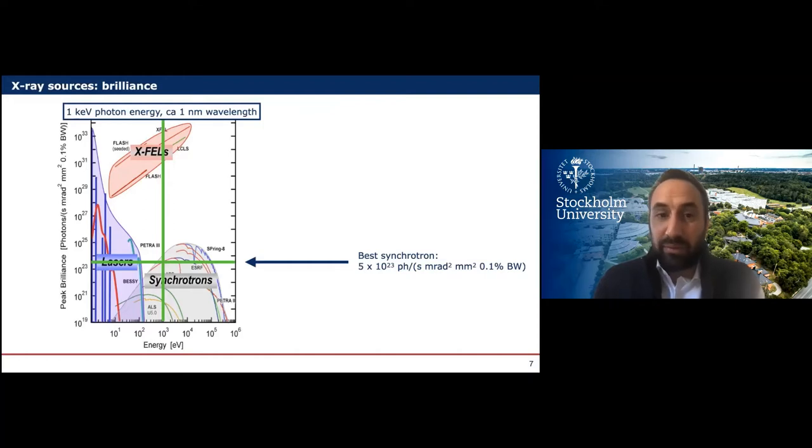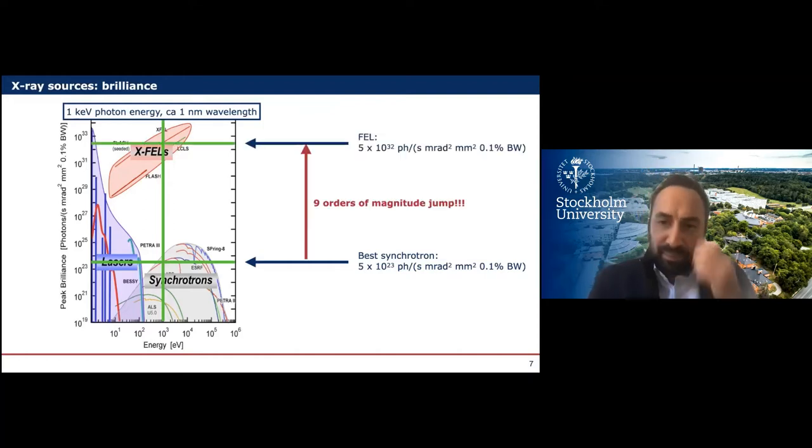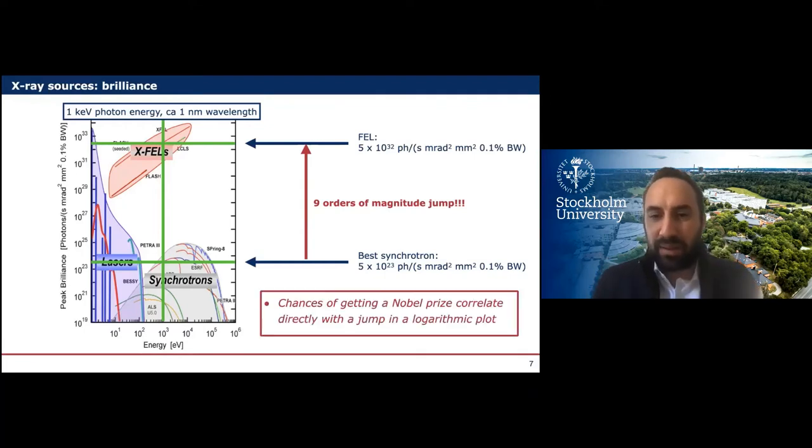Well, when the first FEL was introduced, it was a jump of 9 orders of magnitude. And I forgot who made this joke, but the chances of getting a Nobel Prize correlate directly with the jump in a logarithmic plot. And this is what the advent of the FEL has brought. So it's not unreasonable to think that this invention will actually lead to a Nobel Prize.